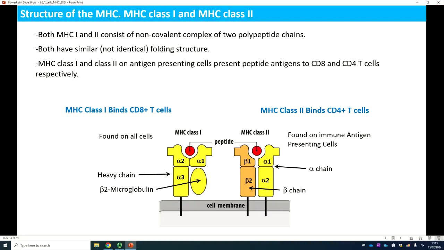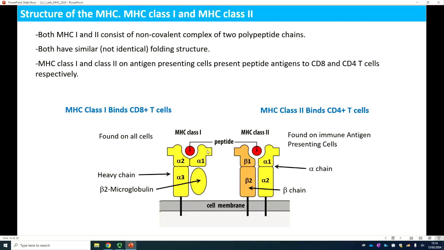So we start to look at the structure of the major histocompatibility complex, so MHC class 1 and MHC class 2. You can see we've got MHC class 1 here. This is what is binding to the CD8 T cells. And then we have MHC class 2 binding to our CD4 T cells.